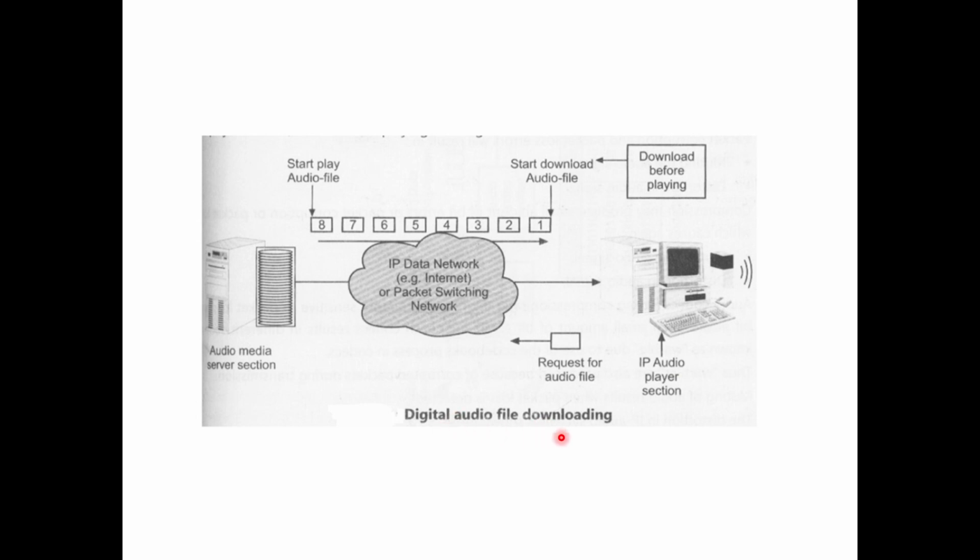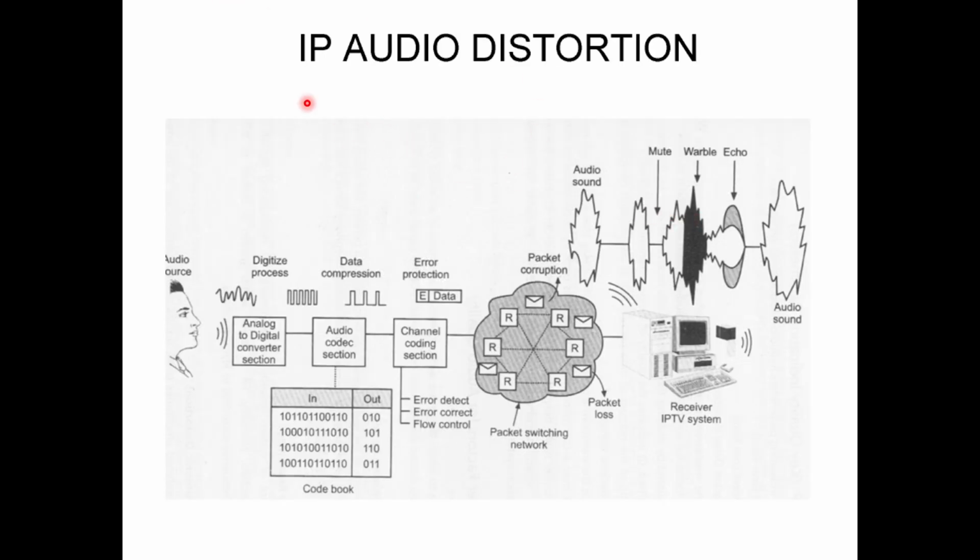Audio file downloading: there are two ways, either streaming or downloading. Streaming is where you can watch it live, so you don't need to download everything. You don't need to store all those packets on your system. Once it gets downloaded, once it gets stored, you are able to see it. That kind of thing is nothing but downloading. And when you need to play, you need to download before playing. Okay, now IP audio distortion.